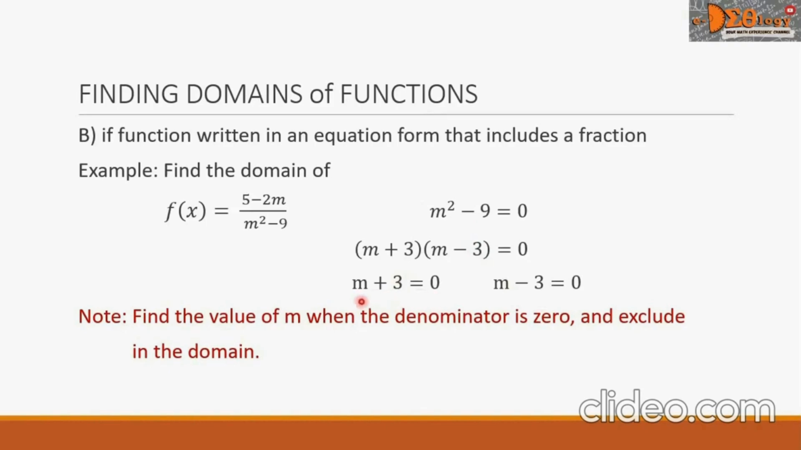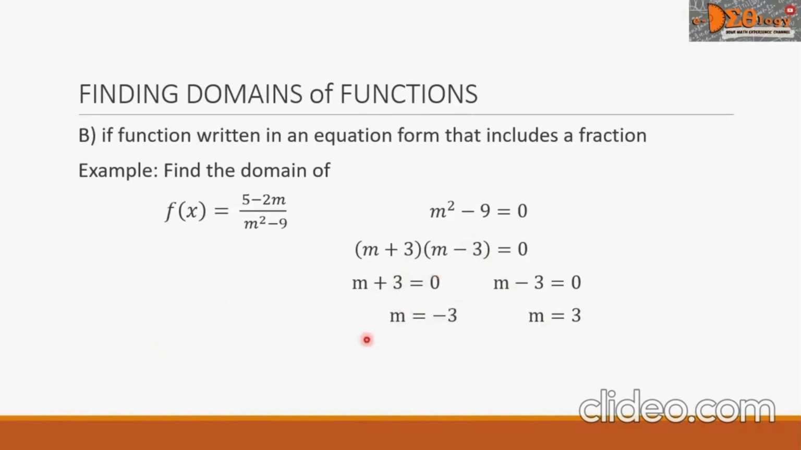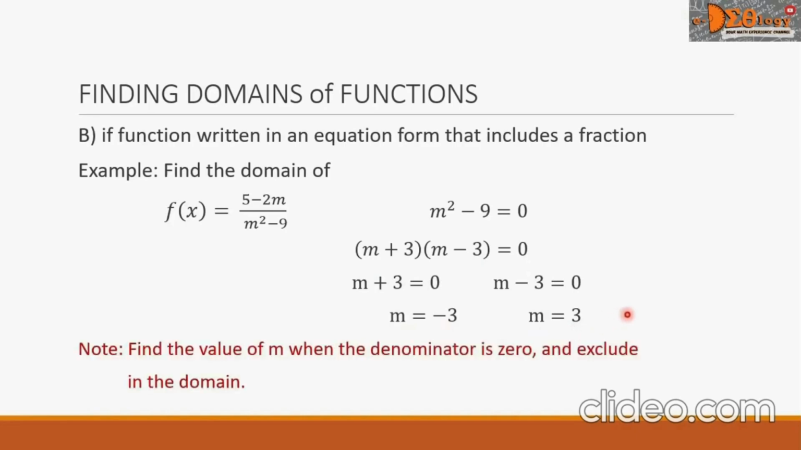So in here, the positive 3 we will transpose. On the right side, we will have m equals negative 3. On the other factor, m minus 3 equals 0. Transposing this negative 3 to the right side, we have m equals positive 3. So we have now two values for m. The first is negative 3. The second is positive 3.